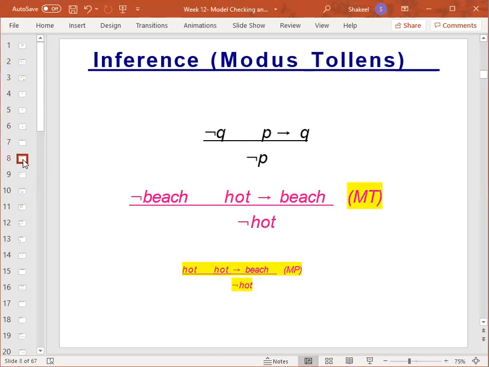As an example, if we consider again this example, hot implies beach. This implication could be used along with hot. If I observe that it's hot, I could infer for sure that I'm going to go to the beach. This is what I do always when it's hot. Now, if I want to use it another way, hot implies beach is equivalent to not beach implies not hot.